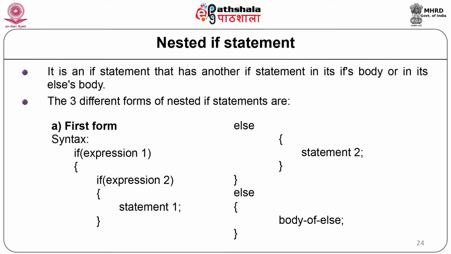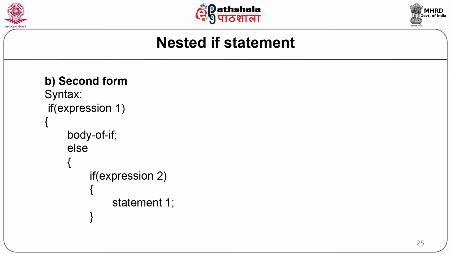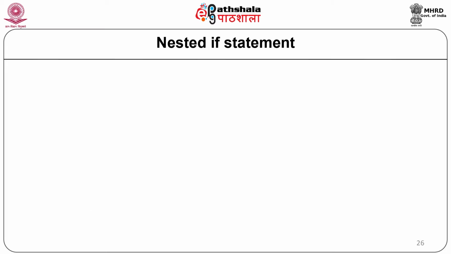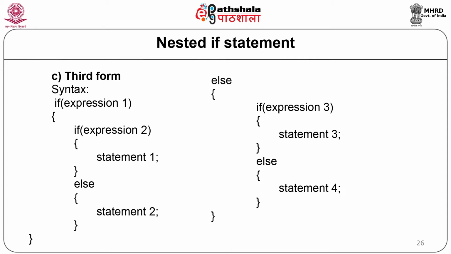So, here inside one if, another if is specified. The second form is if expression 1, the body of if, else if expression 2, statement 1, else statement 2, and the end of all if statements. Here both the parts are given, the true part as well as the false part. The third form is if expression 1, inside that if expression 2, statement 1, else statement 2, then the main if's else, if expression 3, statement 3, else statement 4. Here for the if part, both the true and false parts are specified.